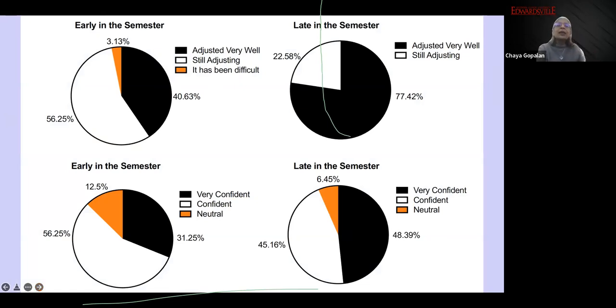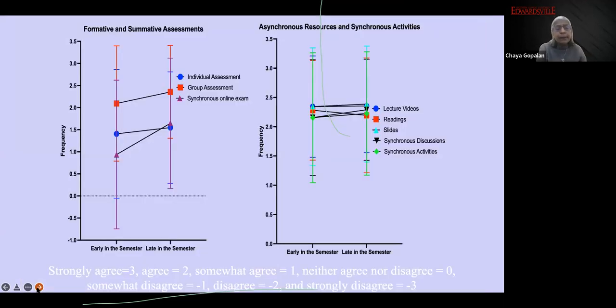How did I adjust? This was asked in the beginning of the semester, and later they showed their adjustment was much more solid. And then when I asked, what about your confidence? The confidence also increased. Very confident and confident, black and white, are strong later on in the semester. So students bought in. This paper is already out, and basically it shows that the assessments were well received. Individual assessment, group assessment, they really liked the group assessment.